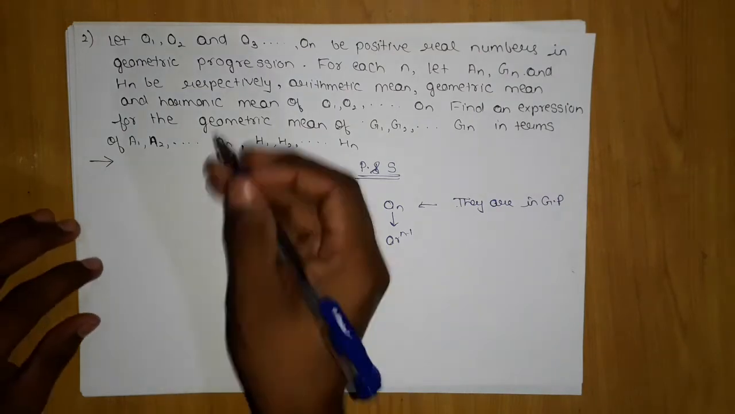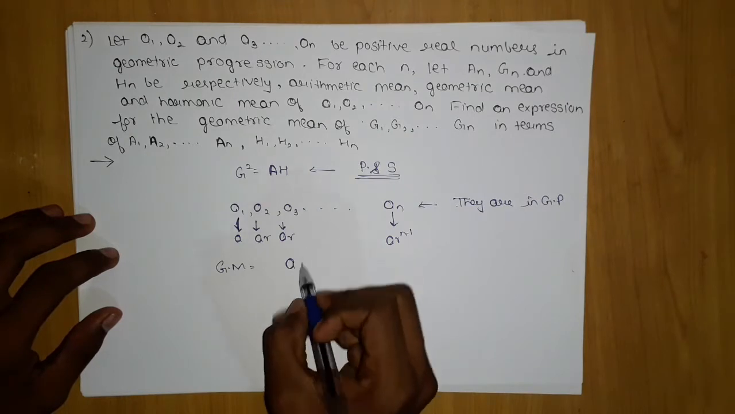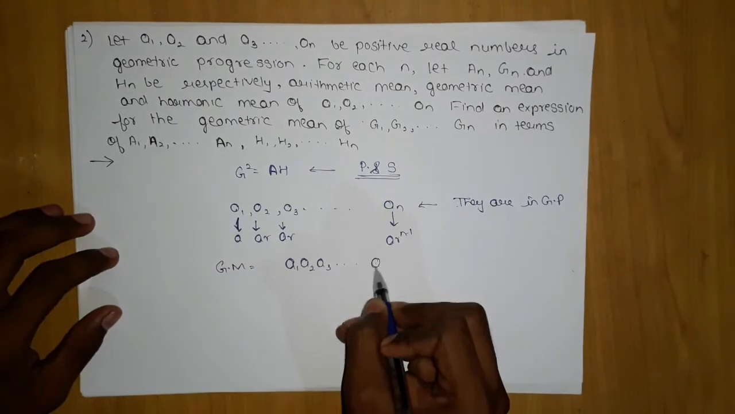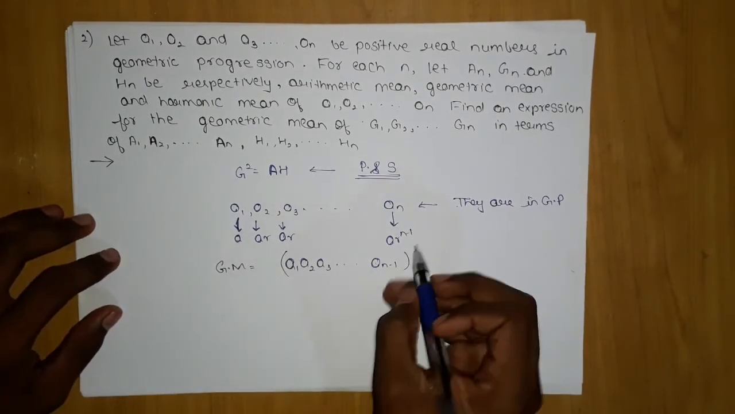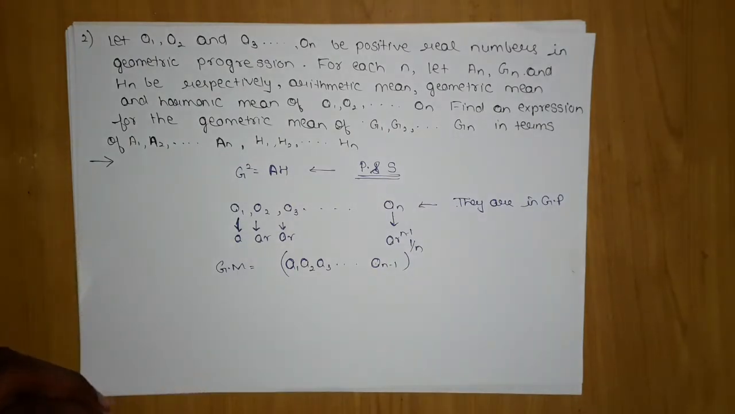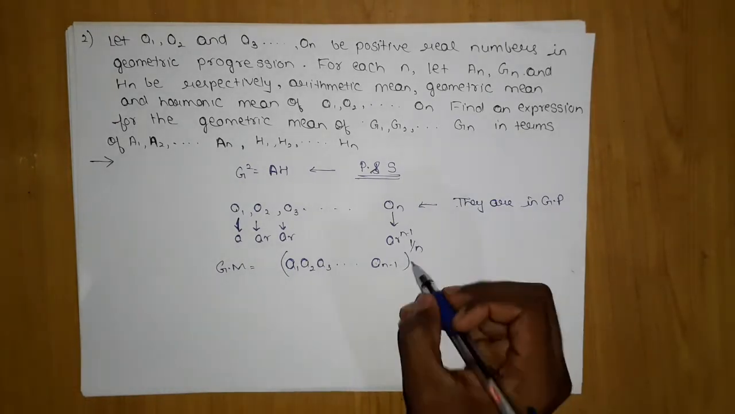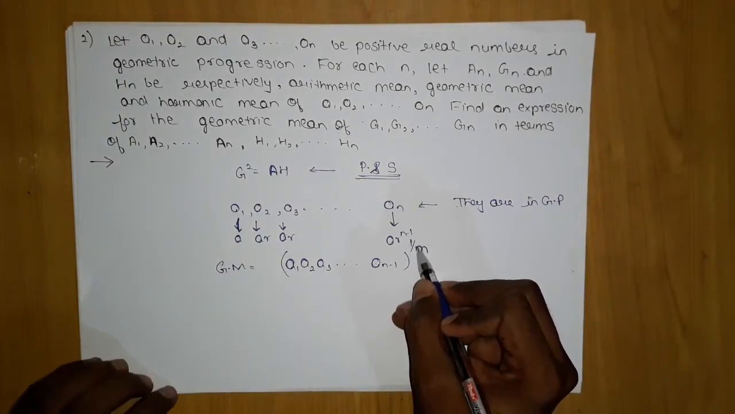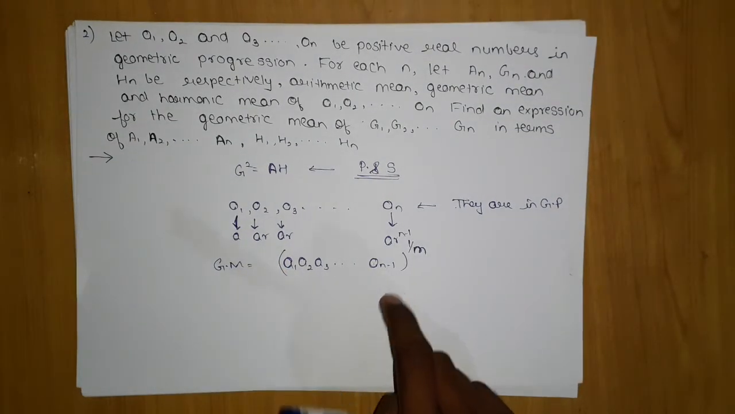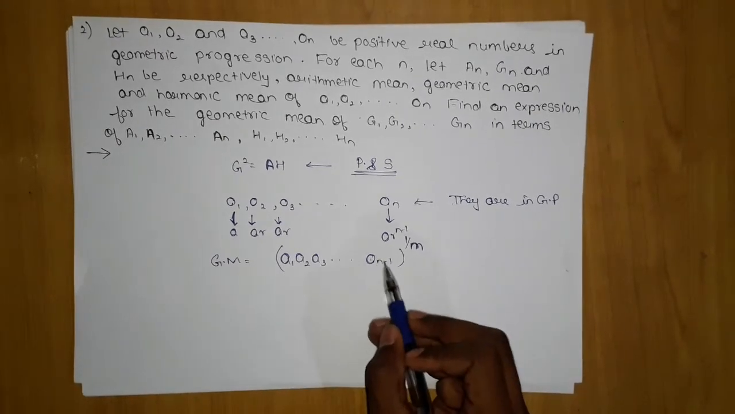Okay, so we got this thing. Now we want the geometric mean of these terms. So my geometric mean of these terms will be a into a1 into a2 into a3 till a n minus 1, and there are n terms, so power 1 by n. But here n is already present, and using it for the number of terms again is problematic, so we will use m. So there are m terms, it is just n terms only, but we are writing it as m because we have already used n here.